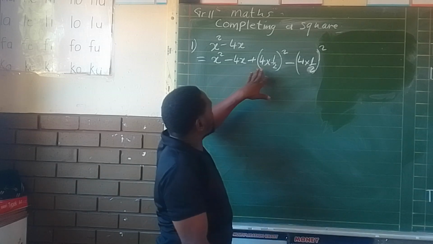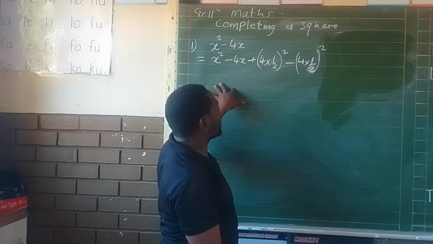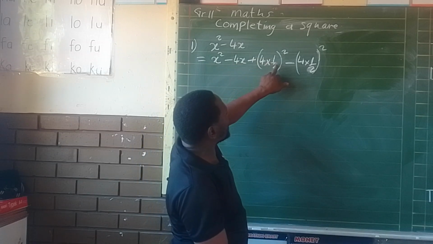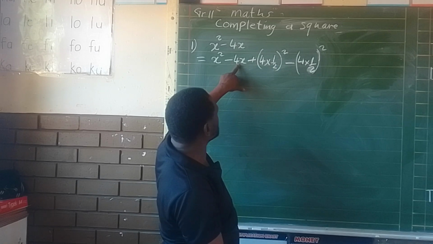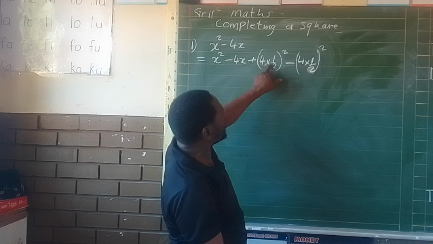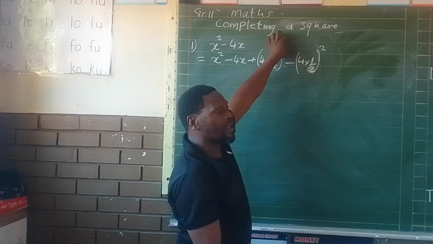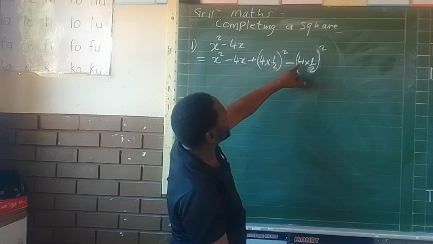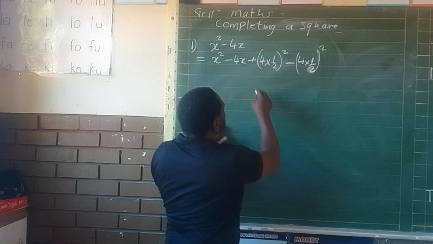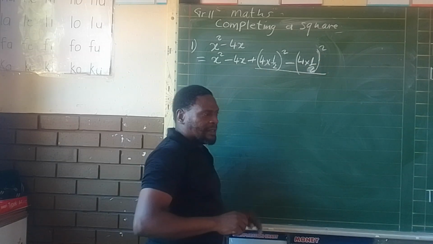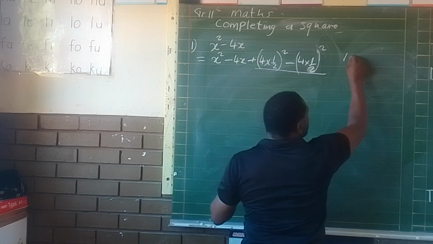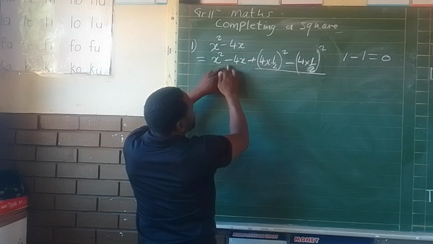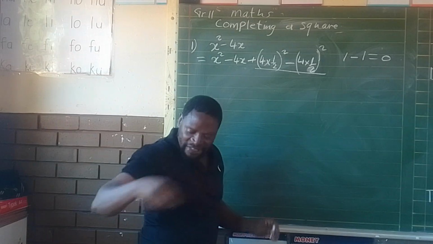Let me explain something here. If you are completing a square, you take the coefficient of x, you multiply it by half. Our coefficient of x in this case is 4. You take the coefficient of x, you multiply it by half, then you square everything inside the bracket. So I did minus 4 times half all squared. This is the same as I did nothing. When you say 1 minus 1 is equal to 0, it means I did nothing here. I still have x squared minus 4x. That's what I was trying to explain.